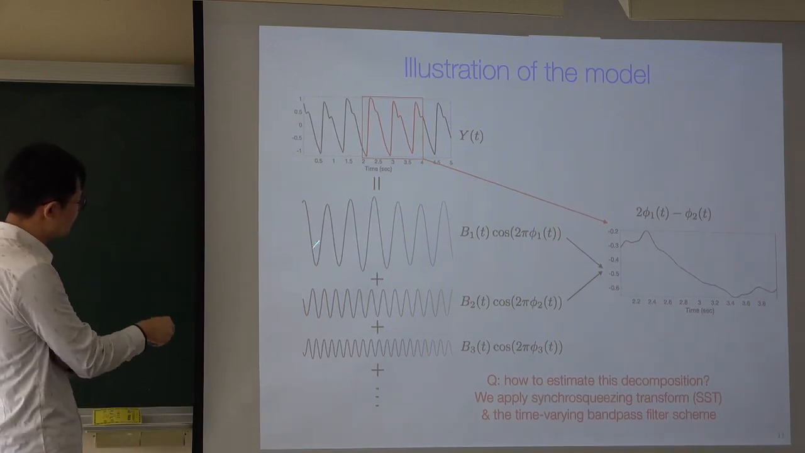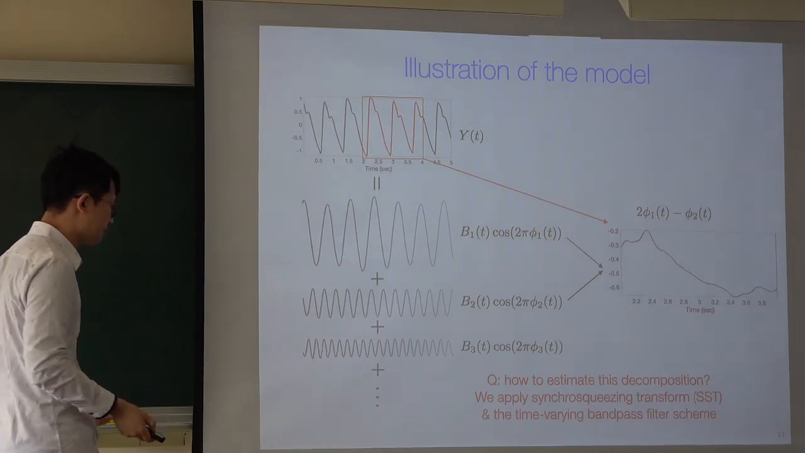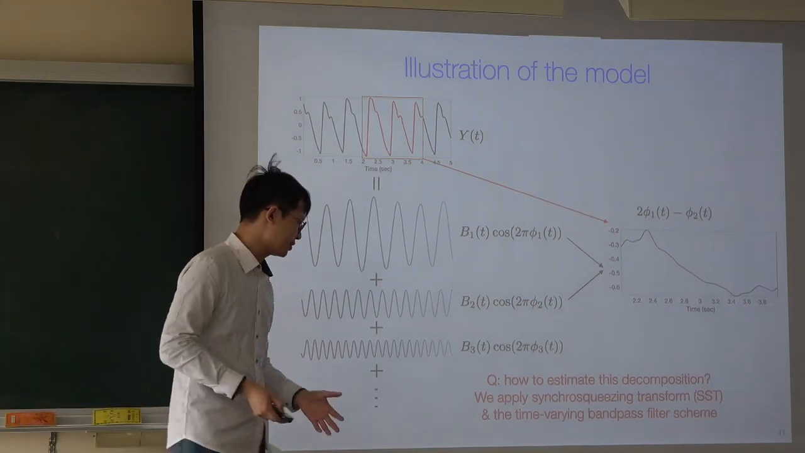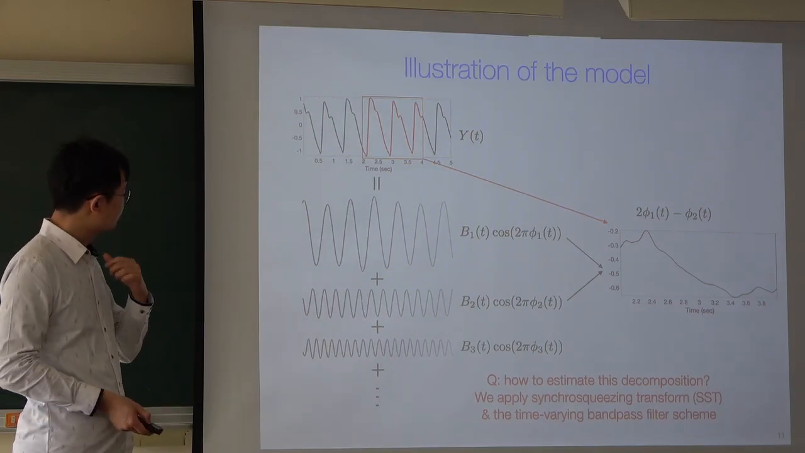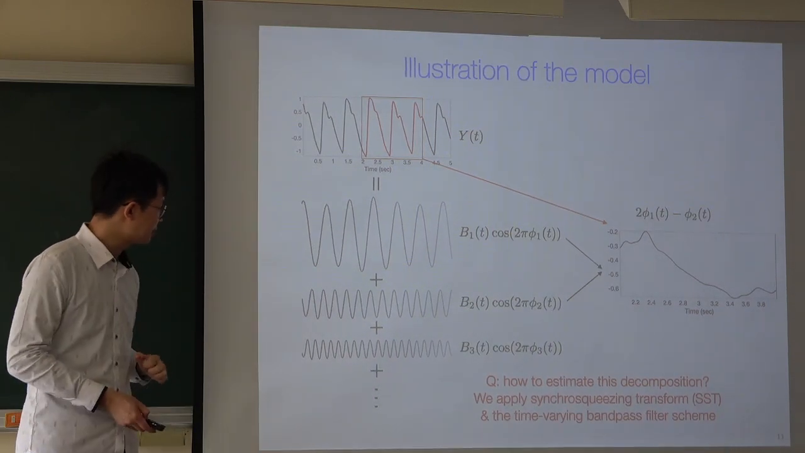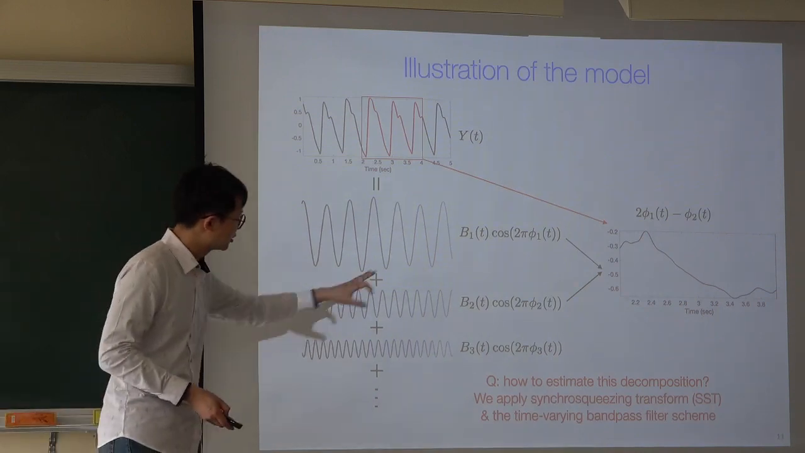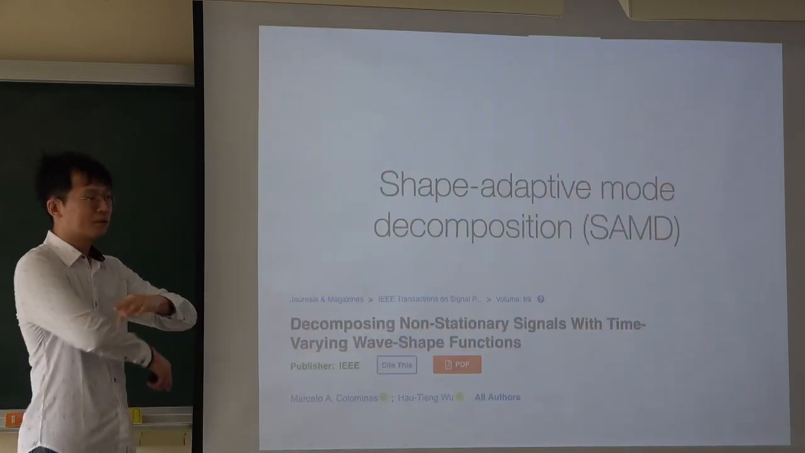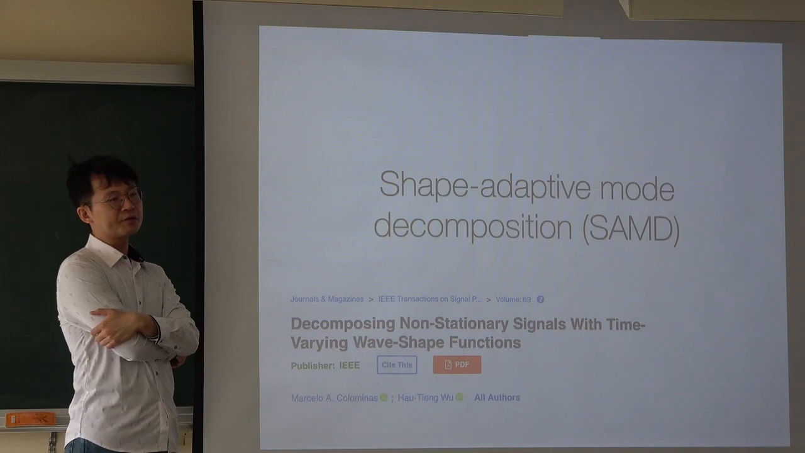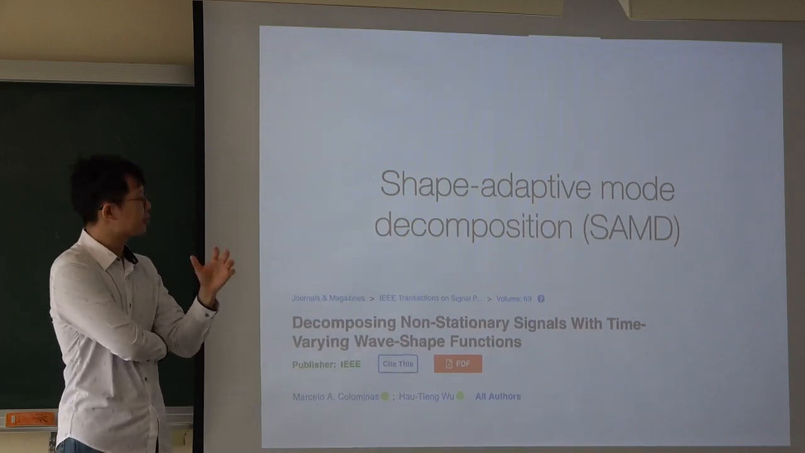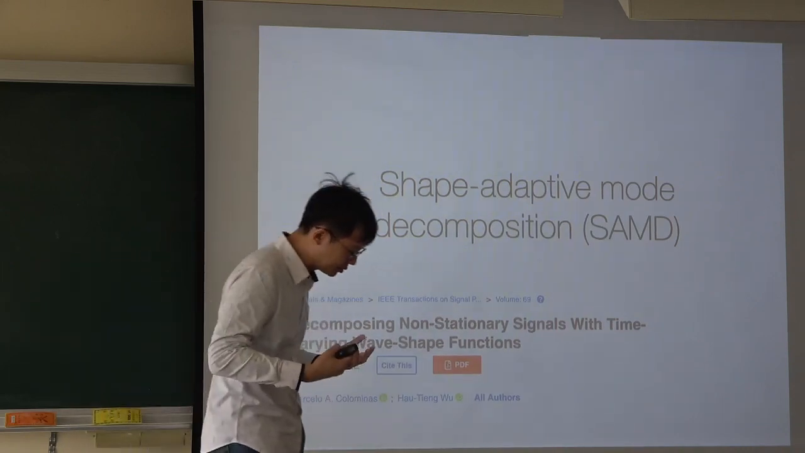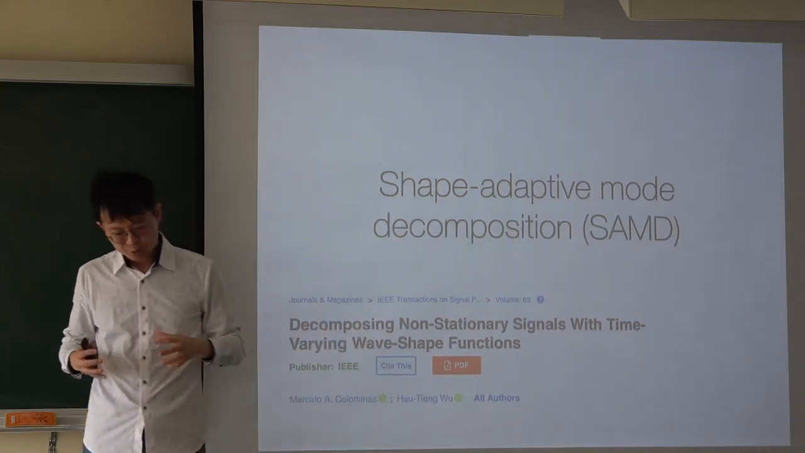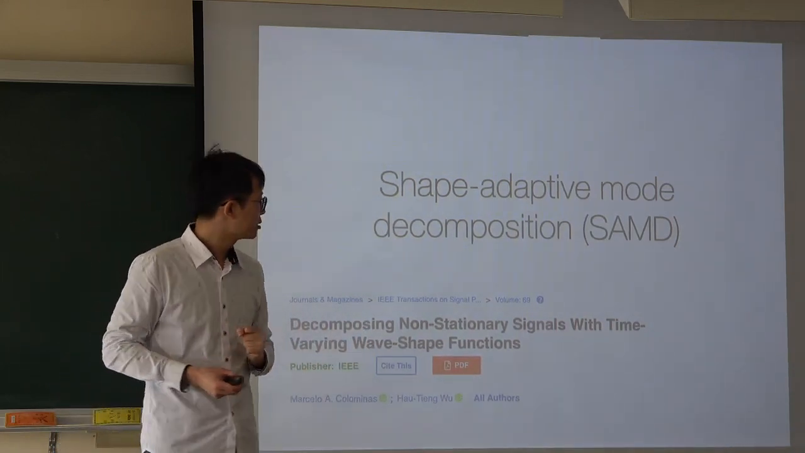Okay, and to achieve this decomposition, as we know, you can apply synchrosqueezing transform plus time varying band pass filter idea. You can certainly apply other algorithms, but that is something we achieve here. Very good. So it tells you, okay, we have a new model, which is a generalization, which is more reasonable for us to capture real-world data.